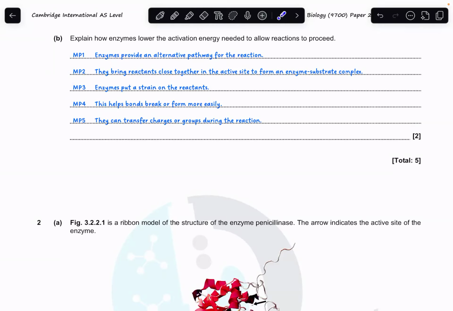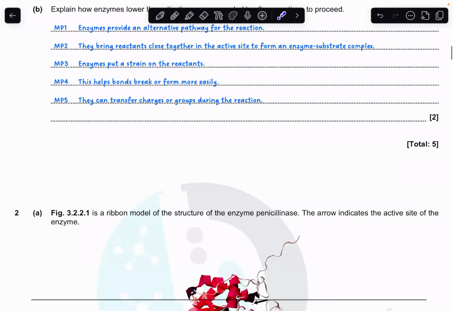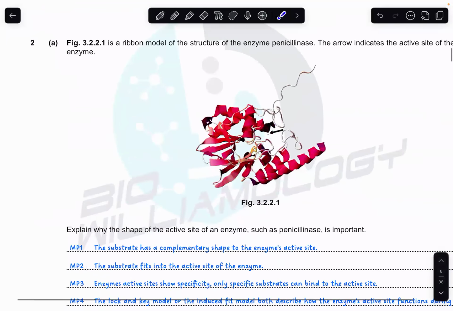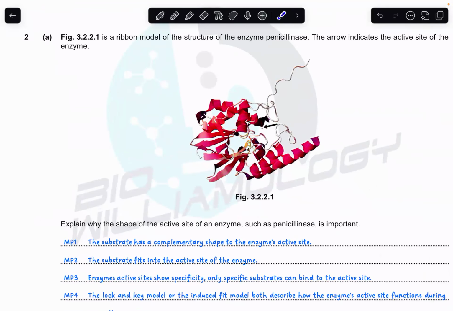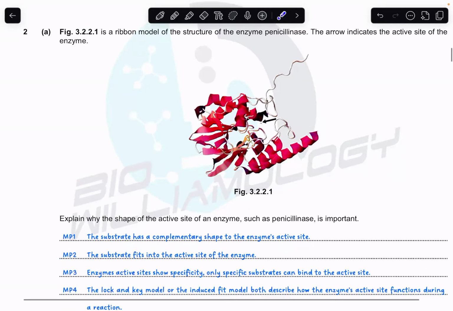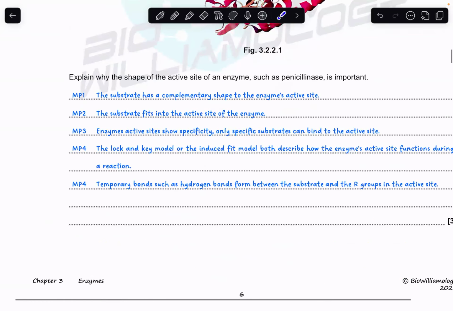Okay, question 2. Figure 3.2.2.1 is a ribbon model of the structure of the enzyme penicillinase, the enzyme that breaks down penicillin. Can you see the arrow? This arrow indicates the active site of the enzyme. Explain why the shape of the active site of enzymes such as penicillinase is important.